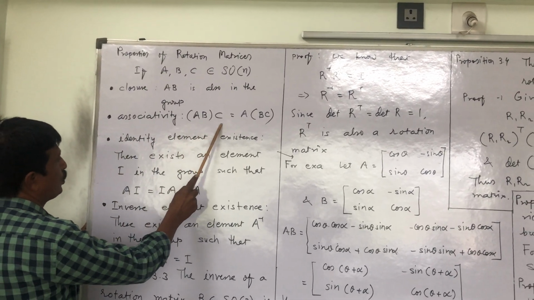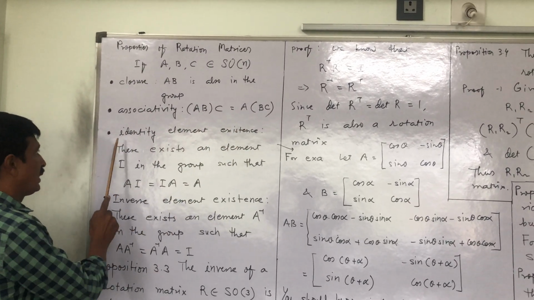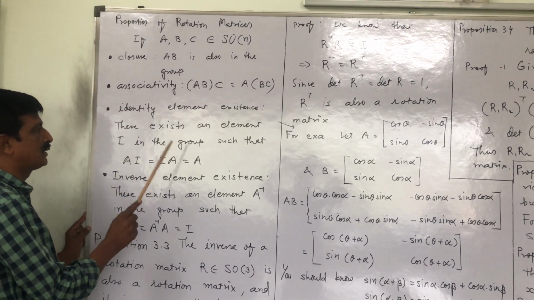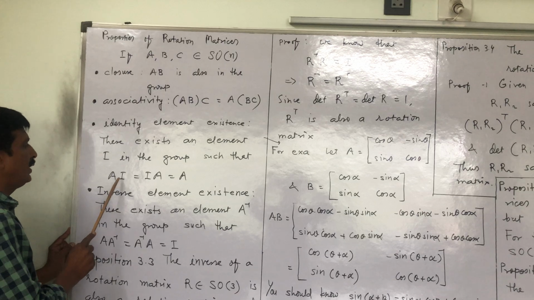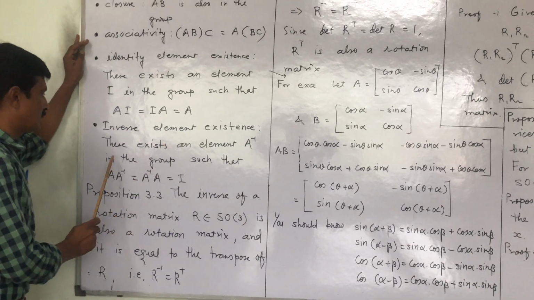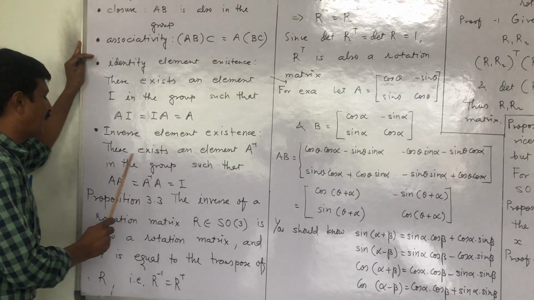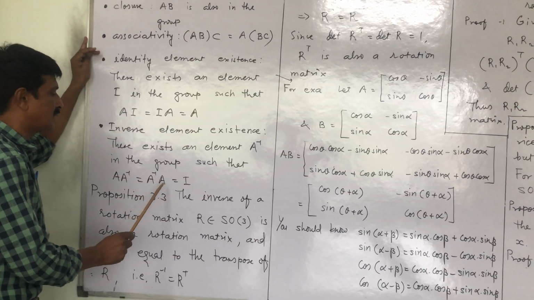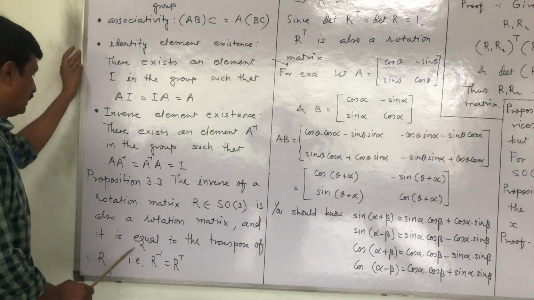Associativity: (AB)C is A(BC). Identity element existence: there exists an element I in the group such that for every A, A into I equals I into A equals A. Inverse element existence: there exists an element A inverse in the group such that A into A inverse equals A inverse into A equals the identity matrix.